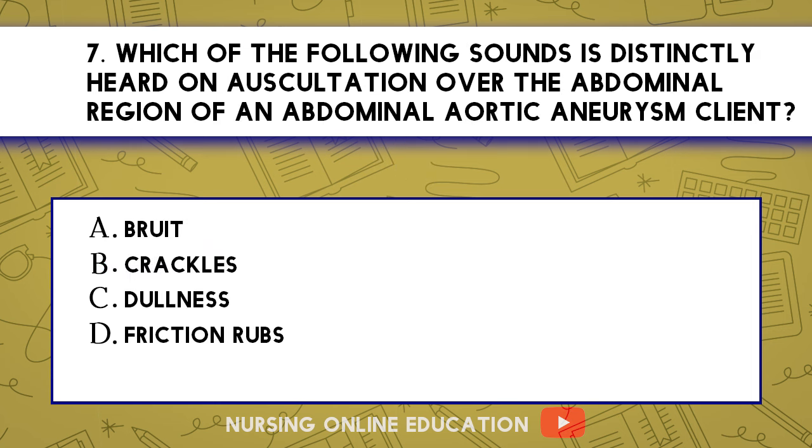7. Which of the following sounds is distinctly heard on auscultation over the abdominal region of an abdominal aortic aneurysm client? A. Bruit. B. Crackles. C. Dullness. D. Friction rubs. The answer is bruit.